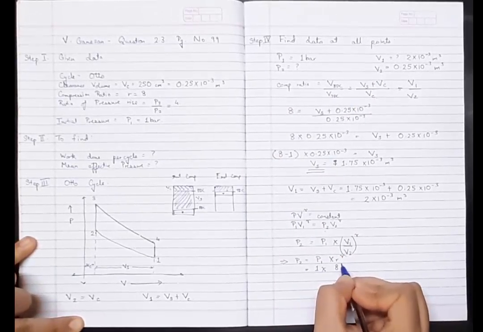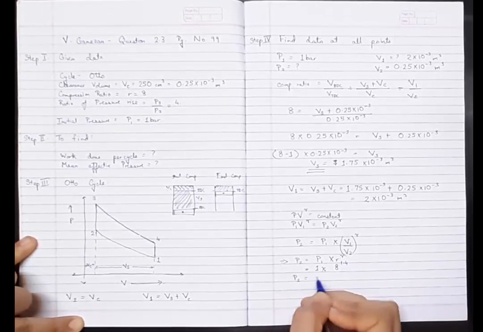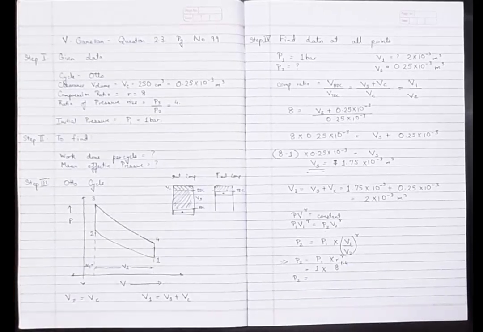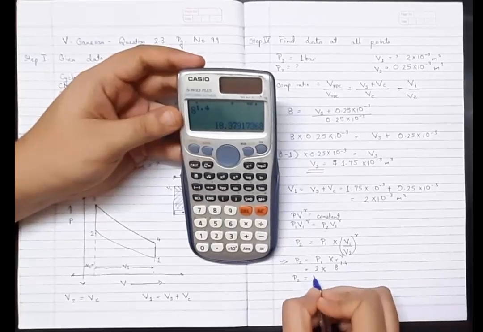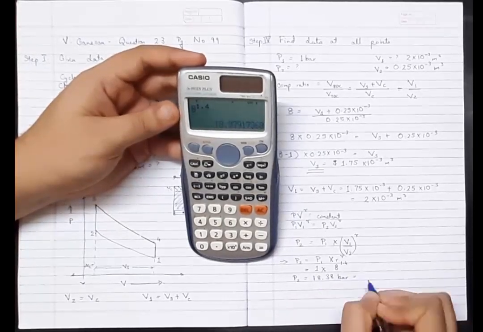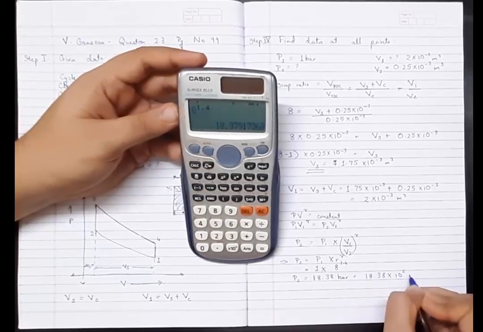What is the value of gamma? 1.4. So what will be the value of P2? 1 into 8 raised to 1.4. So 8 raised to 1.4 is what? 18.38 bar, which is the same as 18.38 into 10 raised to 5 pascals.